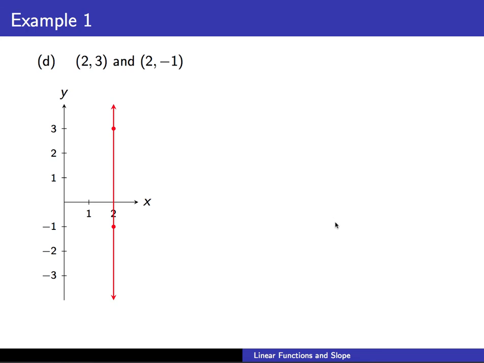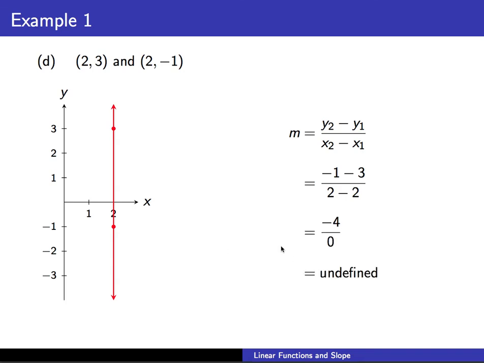All right, part D, we have a vertical line here going through the points 2, 3, and 2, negative 1. So our slope formula, plugging them in, we get negative 1 minus 3 over 2 minus 2, and that gives us negative 4 over 0, which we know is undefined. So a vertical line has a slope that is undefined.